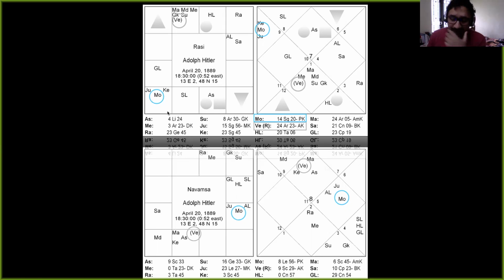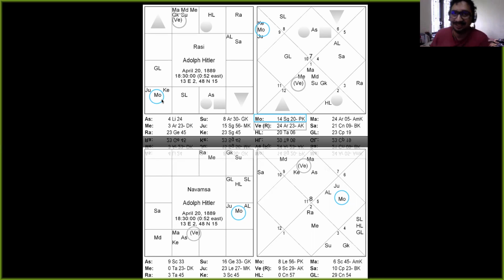But what is also interesting is that he was born in Austria, and he was a huge patriot of Germany instead. So you can see an interesting motherland twisting concept happening with this Moon Ketu conjunction. He wasn't interested in the motherland where he was born, but in a foreign land.